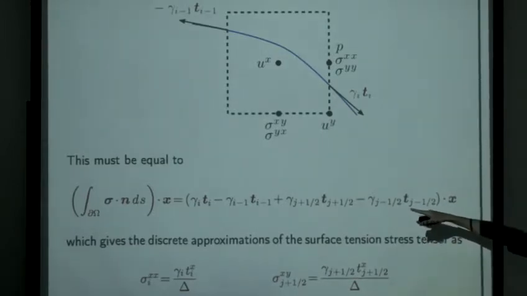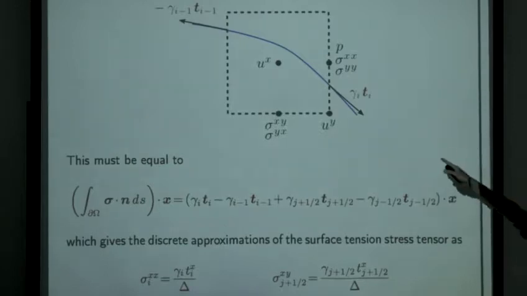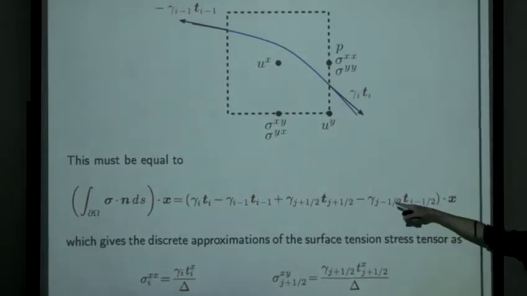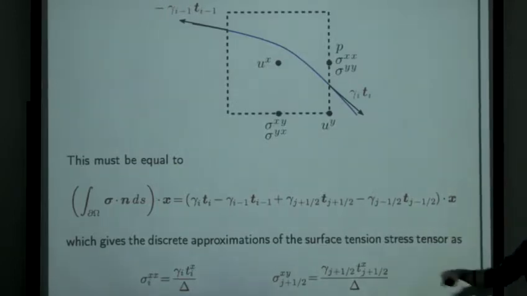So here gamma I Ti is the intersection with one of the control volume, and then you do that for the 4 boundaries, okay? And then you can identify each of these terms, approximated with the surface tension stress tensor, okay? So that gives you the discrete expression for the surface tension stress tensor, which looks like that. So it looks simple enough. It's just gamma times the corresponding tangent divided by delta. So you recover your direct delta in there.